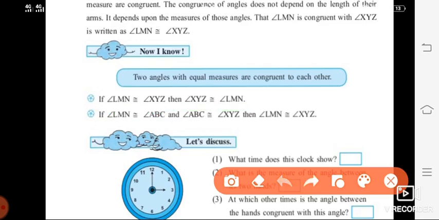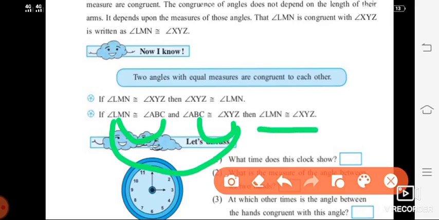Later on, second one, angle LMN is congruent with angle ABC, and angle ABC is congruent with angle XYZ. Means here you can see that the first angle is congruent with second, second is with third. Then can we say the third angle is congruent with the first? Yes, so they have written, see, angle LMN congruent angle XYZ. Okay, so this was the second condition. I hope you have understood it.